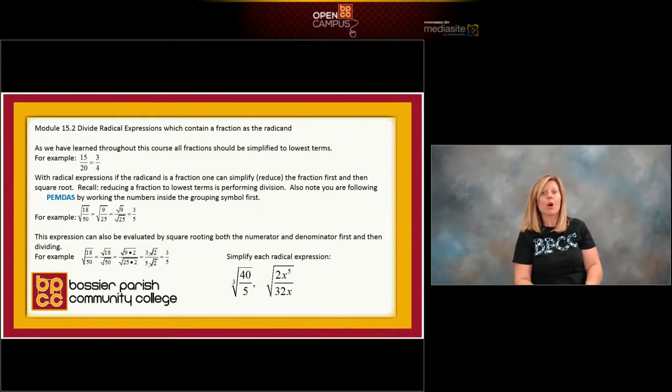Welcome back, everybody. We're still talking about division of radical expressions. So everybody, let's talk a minute about fractions. If I have the fraction 15 over 20, would that be an acceptable answer? Good. No. We all know when we deal with a fraction, it has to be in lowest terms. It has to be reduced.